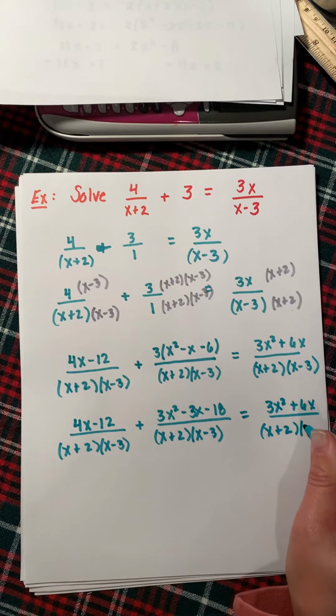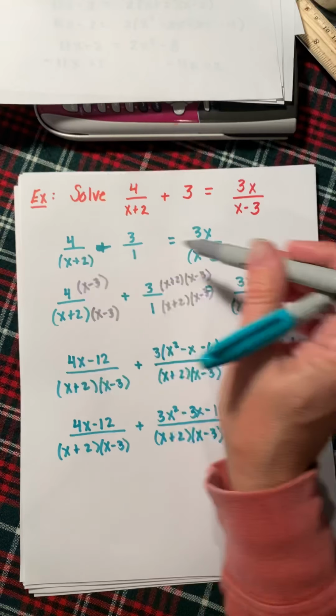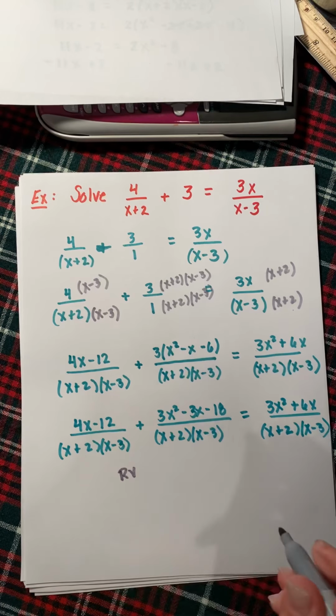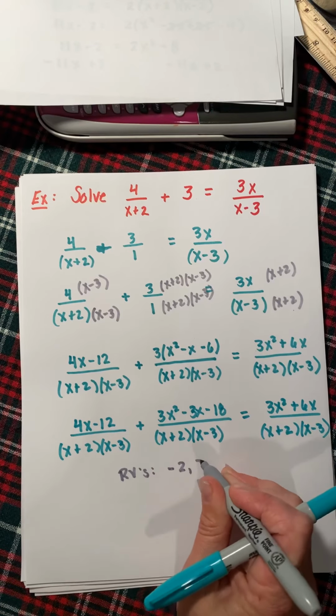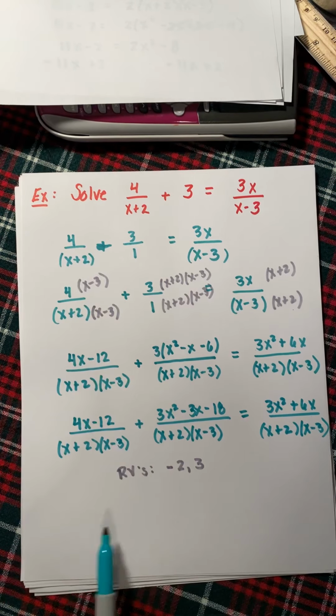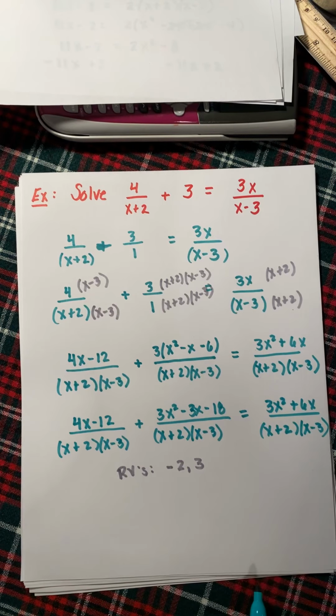Now before we go too far, let's just identify our restricted values. You can do it at the end, but for your restricted values, you can look at the common denominator, or you can go up and look at each denominator individually, but do it before you simplify or eliminate the denominators. X cannot be negative 2 or 3. Negative 2 would make this factor 0, or that denominator 0. 3 would make this factor 0, or that denominator 0.